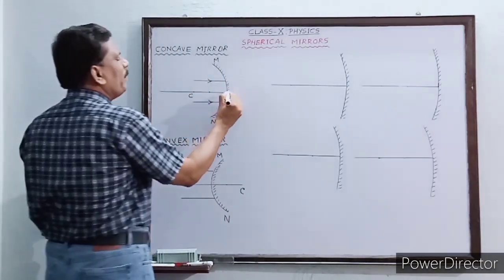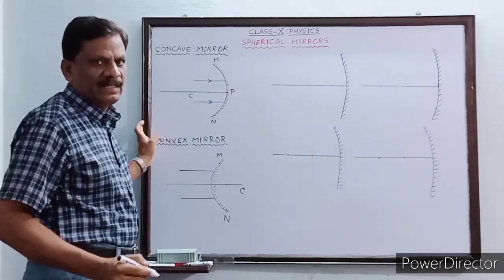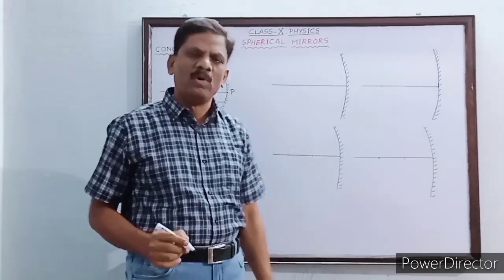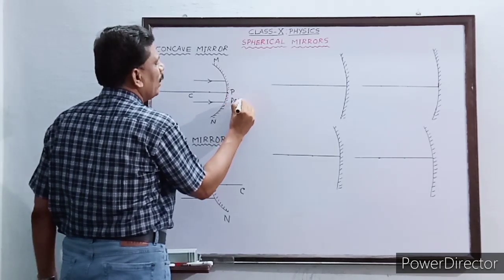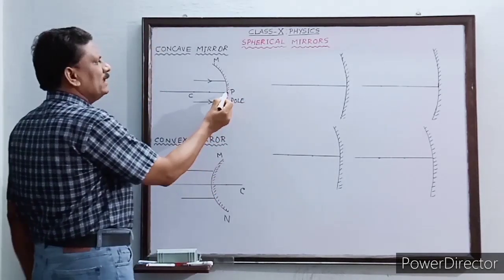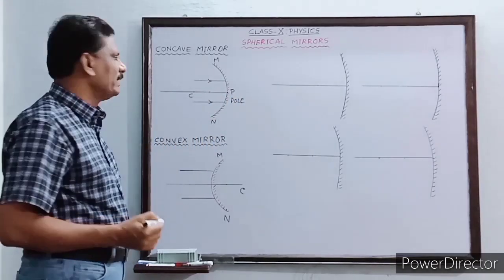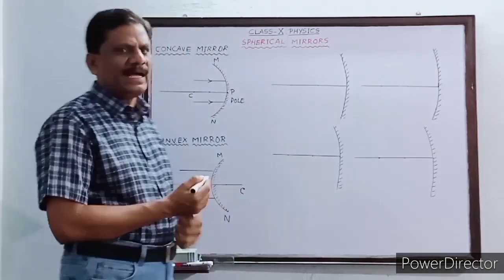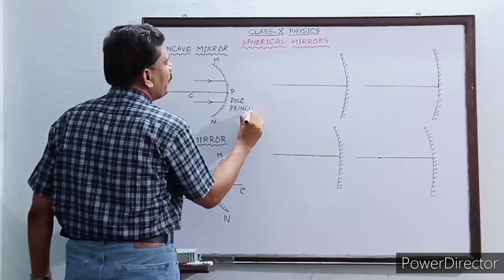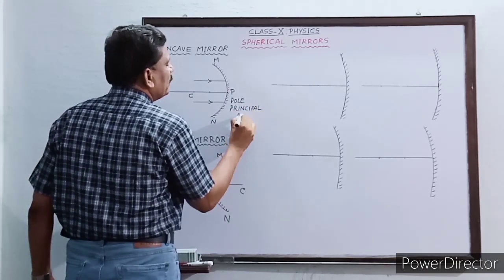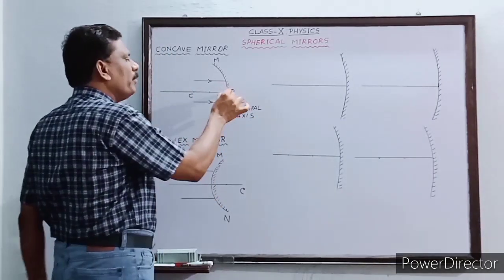Now the midpoint of the mirror is denoted by P, which stands for pole. So P is called the pole of the mirror. So this is the pole. And the straight line which is passing through the center of curvature and the pole of the mirror is called the principal axis. It is called by the name what? Principal axis, okay.